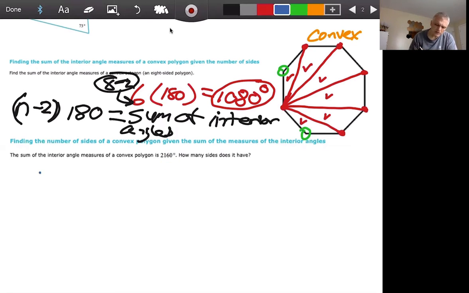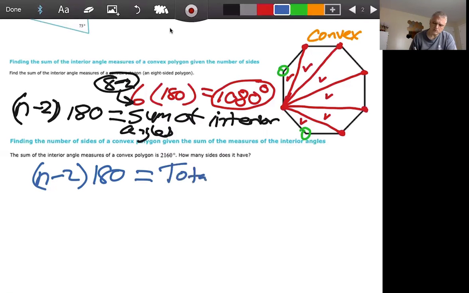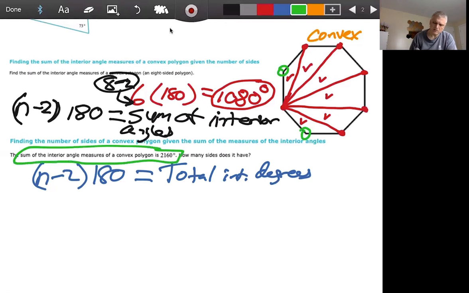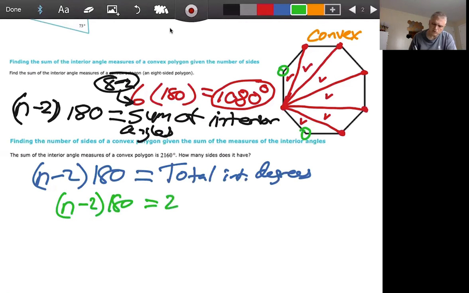So here's my formula again. Number of sides minus 2 times 180 equals total interior degrees. Well, they gave us this: the sum of all the angles inside of some convex polygon is 2,160 degrees. So I'll go (n minus 2) times 180 equals 2,160.